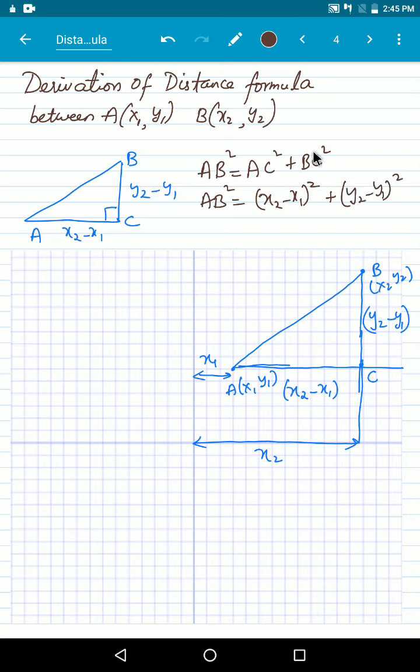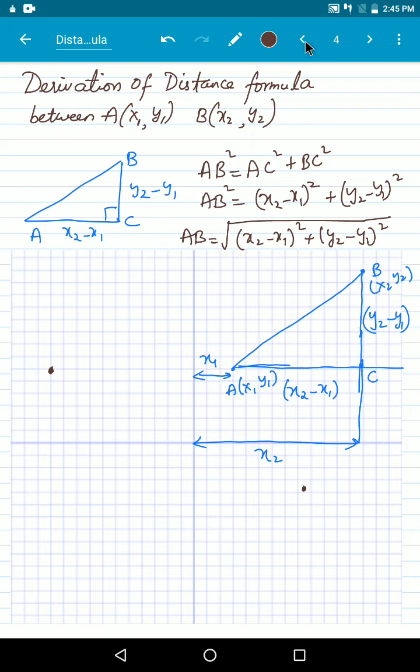So BC square will be (y2 minus y1) whole square. So AB, this square goes on the other side, becomes root. So root of (x2 minus x1) whole square plus (y2 minus y1) whole square is the formula to find distance between any two points. One point can be here and the other point can be here. In different quadrants also, it doesn't matter. We can apply this formula, (x2 minus x1) whole square plus (y2 minus y1) whole square.